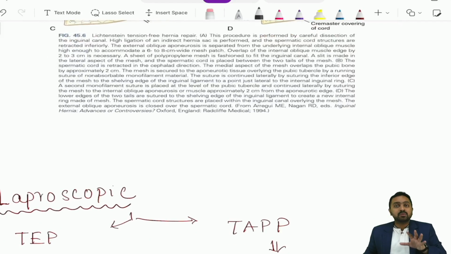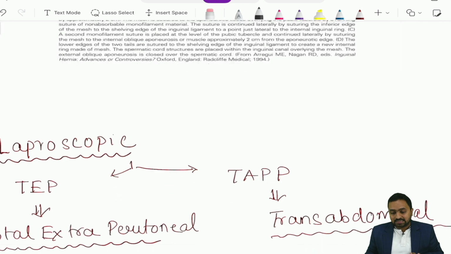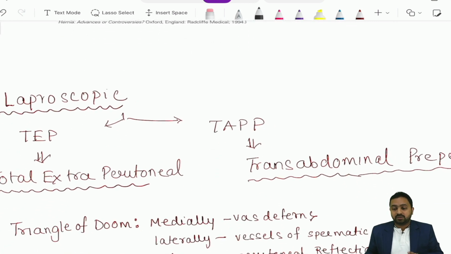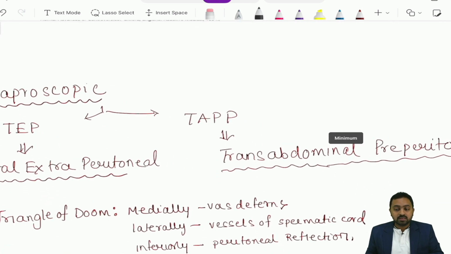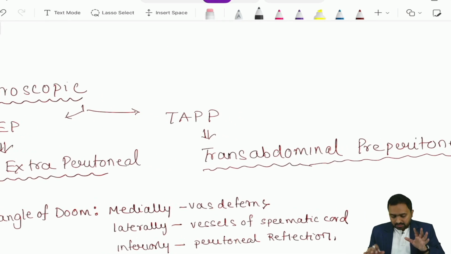Now a little bit about your laparoscopy. I would want you all to remember at least the names, which are your total extraperitoneal and your transabdominal preperitoneal repair of your hernias. So for laparoscopy, we need to understand a few important triangles. Let's not understand the steps in detail, but two important triangles which are your important MCQ point.